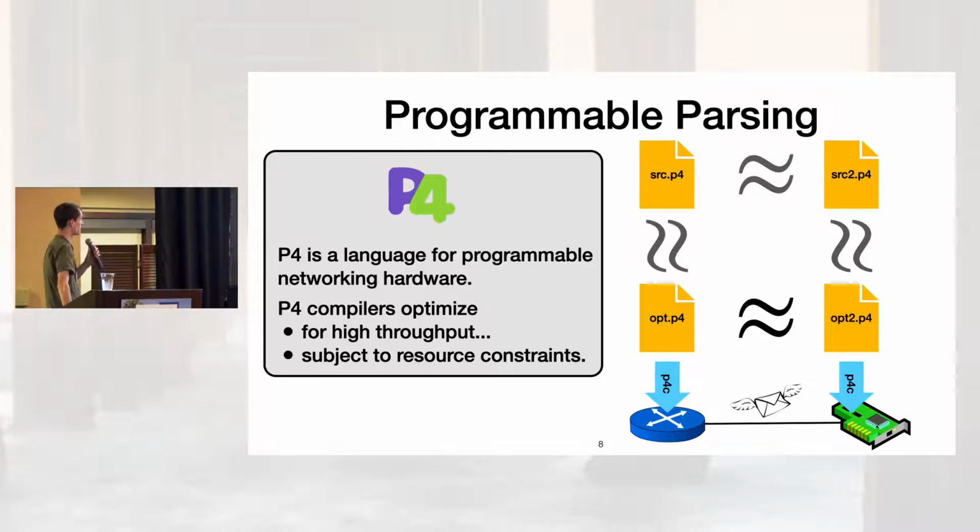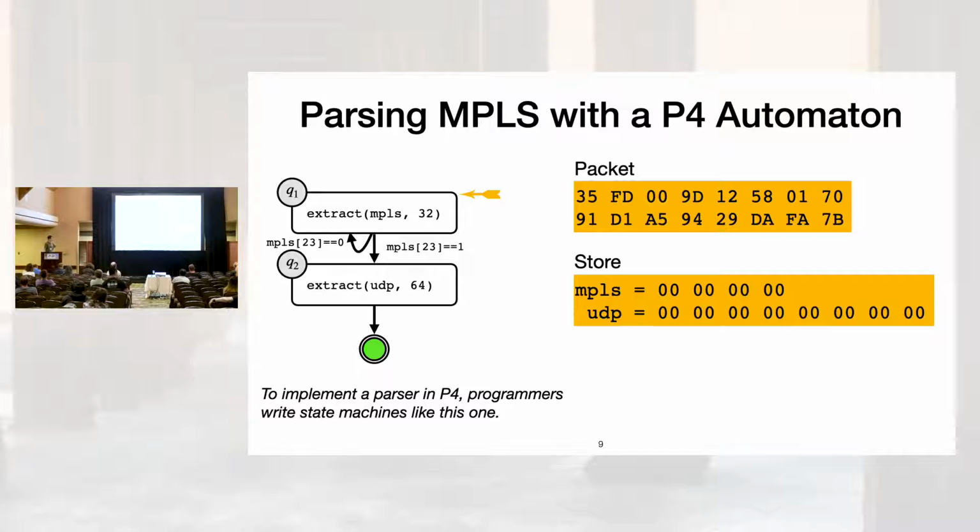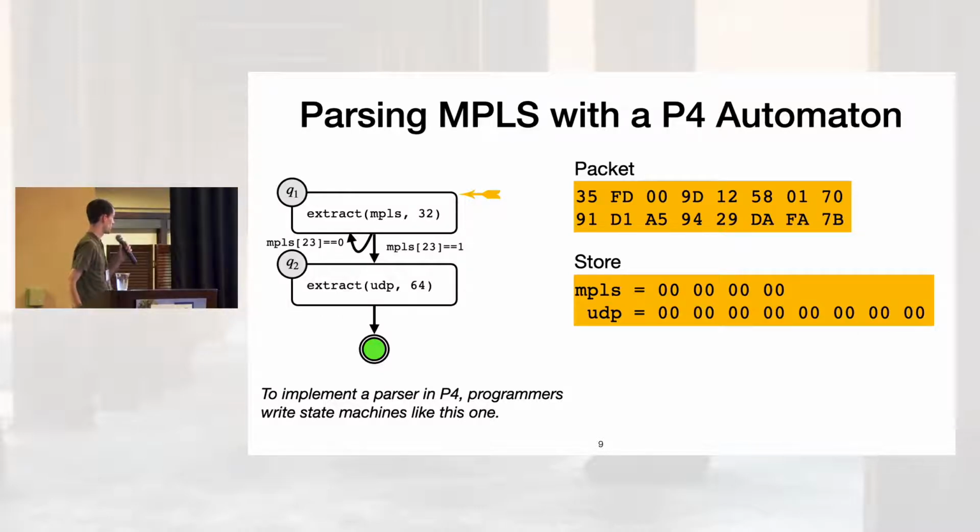So maybe I can show you some parsers and be very explicit about what this kind of optimization looks like and what kind of bugs I'm thinking about. So P4 parsers are written as state machines. In the code that the programmer writes, there are states, and there's code in each state. And it looks something like this. So this parser is parsing MPLS, which is a tunneling protocol. There's a sequence of MPLS headers. And then it's parsing UDP, which is a standard datagram protocol.